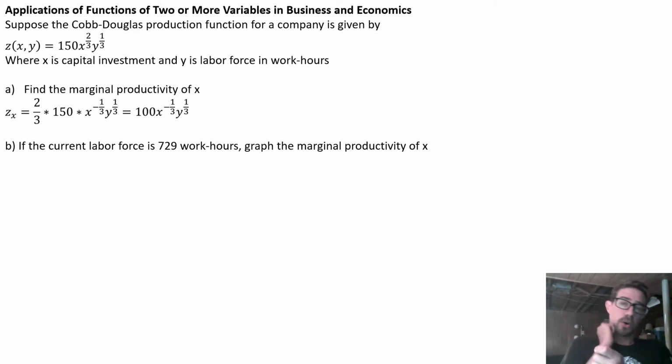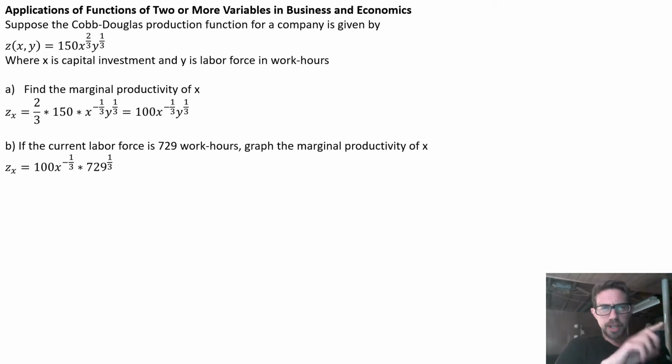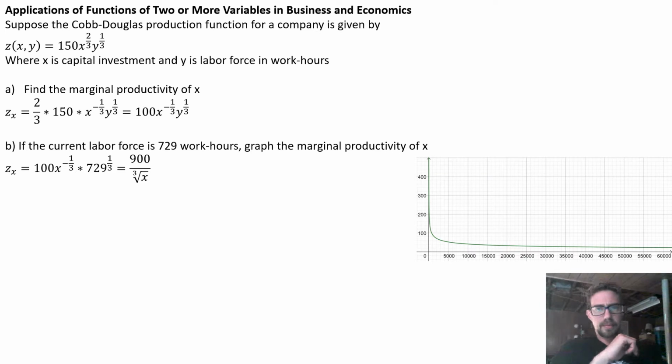If we hold the labor force constant, which is what we do when we find a marginal productivity with respect to investment, let's hold it constant at a specific number, 729, and look at the marginal productivity graph and interpret it and make sure it makes sense. So that's what the function becomes. 729 to the 1/3 is 9, so that is 900 over the cube root of x. We're not considering x to be negative because x is investment, so it's only positive. So that's what that looks like.